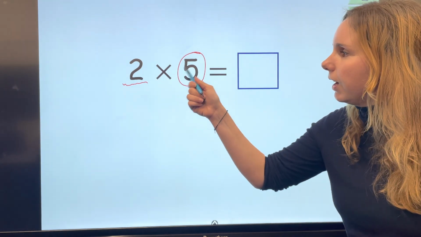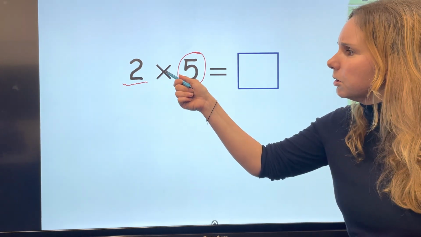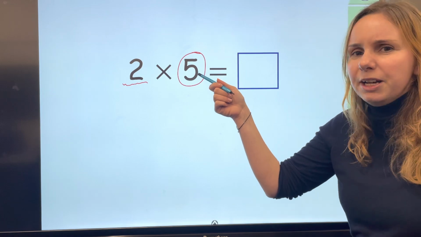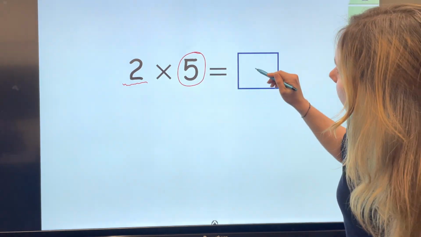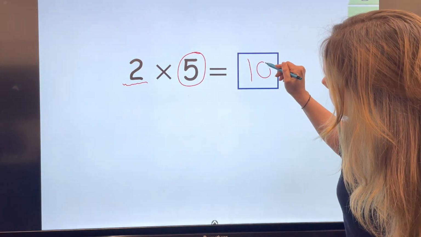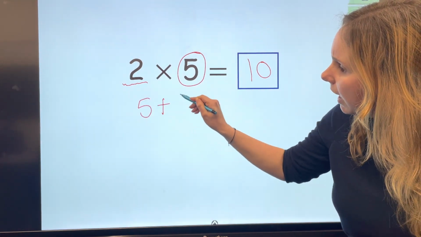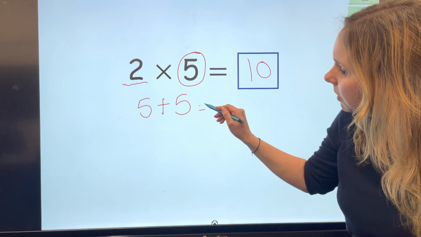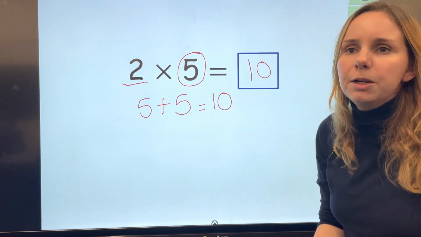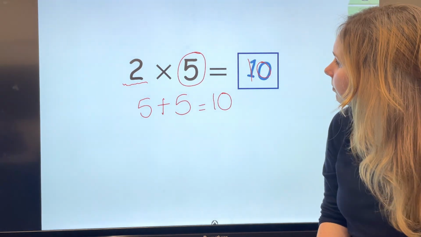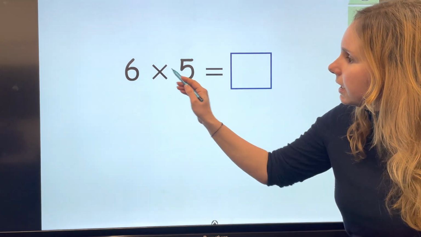I'm going to double 5 because I know there's 2. There's a multiply, and when there's 2 in a multiply, I know I can just double, and I know double 5 is 10. If I wrote that as a repeated addition, 5 add 5, 2 lots of 5 equals 10. It's also one of my number bonds to 10. There's my 10.